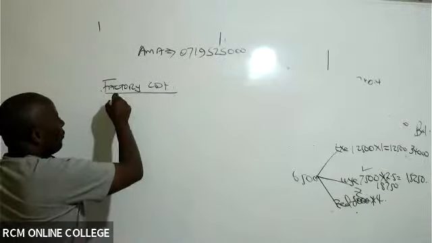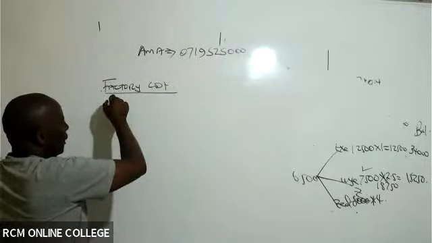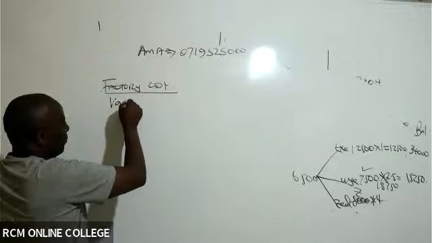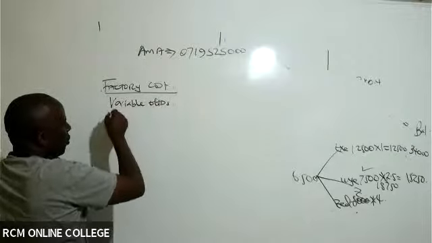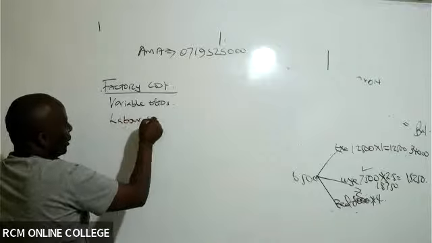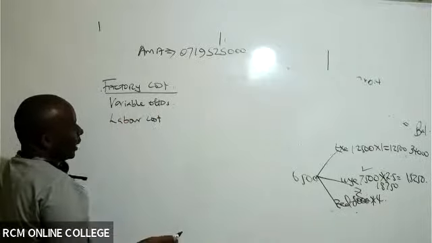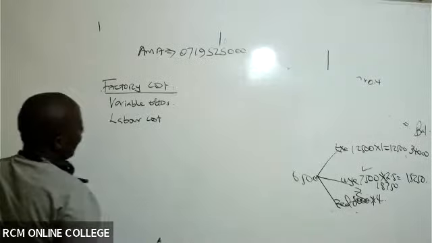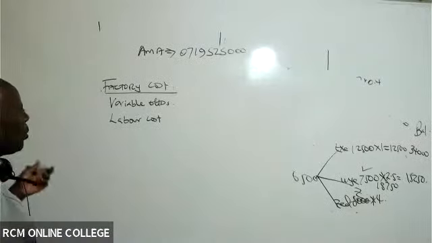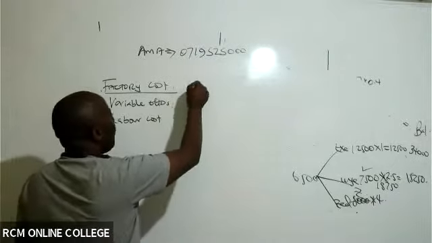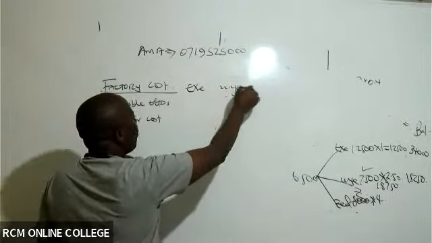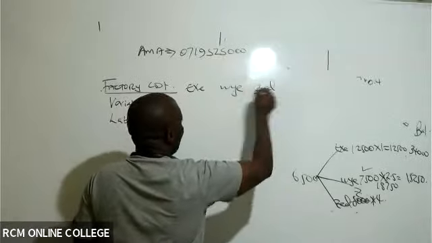So for example, apart from material, we have variable overheads, these were omitted. We have labor costs, these were omitted. And then of course we have our fixed overheads. All these total, we call them factory cost. So then we have our three products: X, Y, and lastly Z.